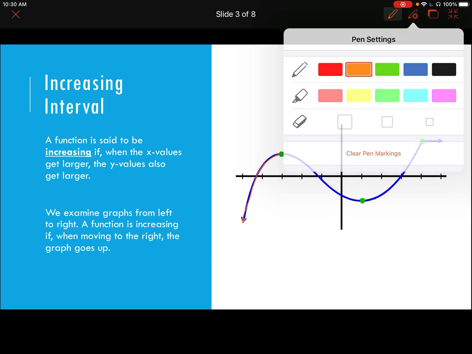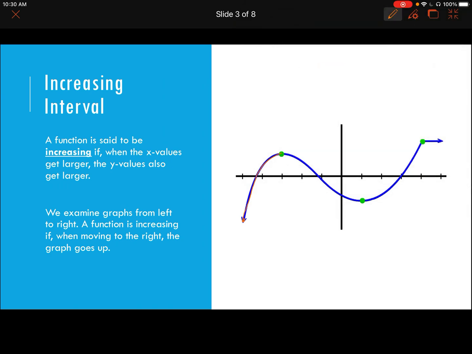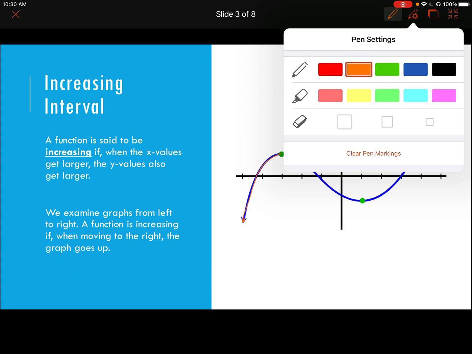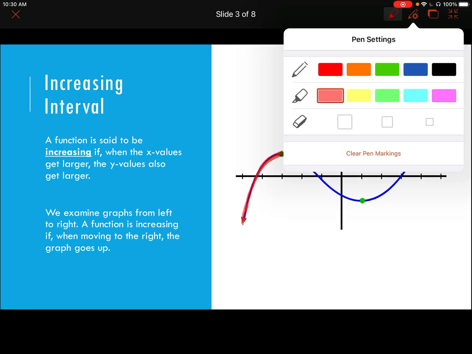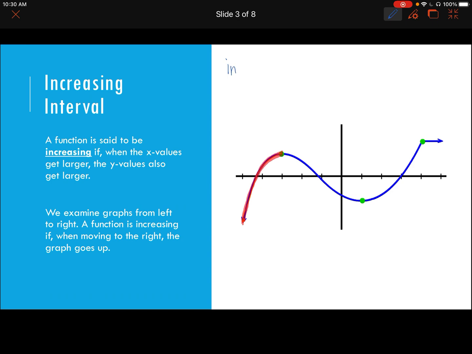Let's use a highlighter instead. So if we trace the graph from left to right, as we go right, the graph goes up, and it stops at the x value of -3. So one interval for which we're increasing, we'll say the function is increasing on the interval from, so far we know from negative infinity to -3, open bracket.